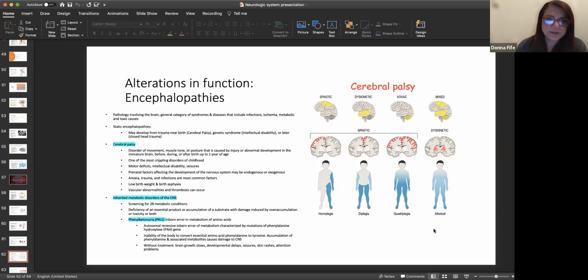Phenylketonuria, PKU, this is an inborn error in metabolism of amino acids. It's an autosomal recessive inborn error, and it's characterized by mutations of phenylalanine hydroxylase gene. There's an inability of the body to convert essential amino acid phenylalanine to tyrosine, and there's an accumulation of that phenylalanine and associated metabolites that cause damage to the CNS. So if this isn't treated, brain growth will slow, there'll be developmental delays, seizures, skin rashes, and attention problems.